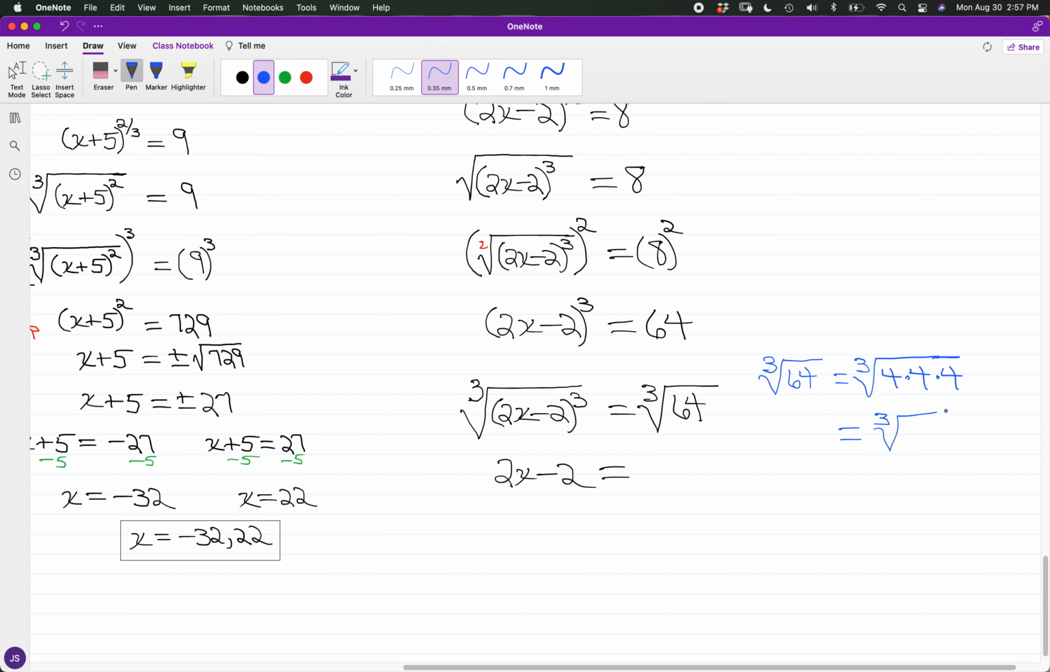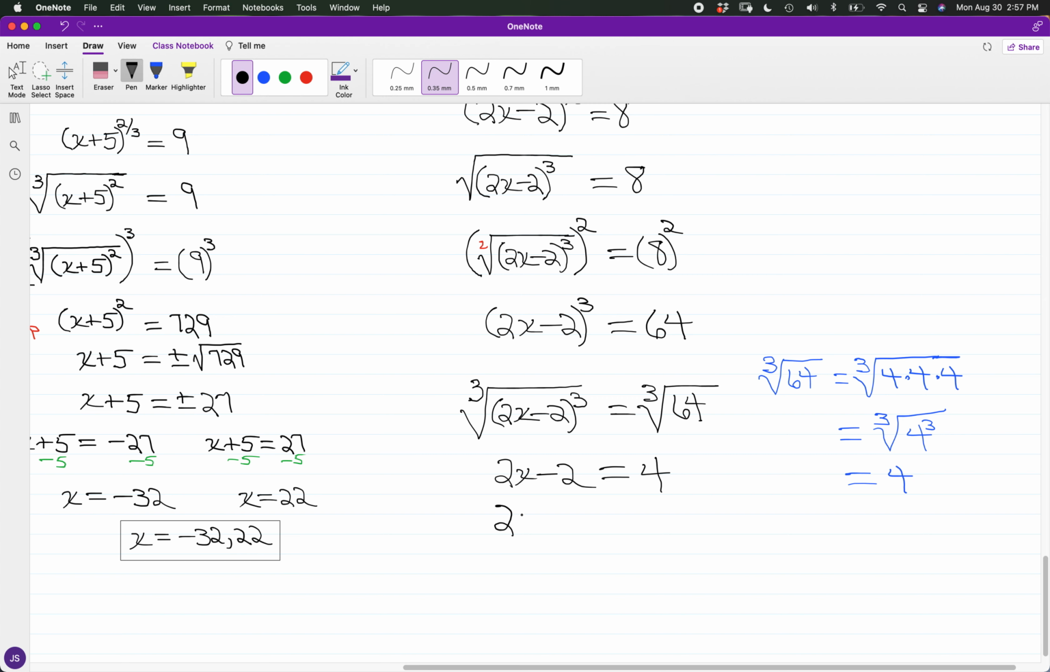And guess what? This would be like the cubic root of 4 to the third power. And again, the radical and the exponent would neutralize each other. So that just becomes 4. So cubic root of 64 is going to be 4. And so we're down to a single equation, where 2x minus 2 is equal to 4.